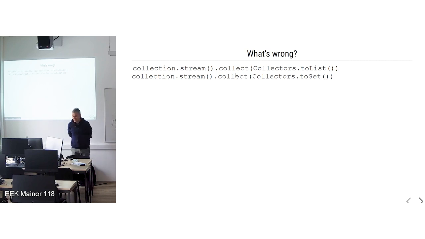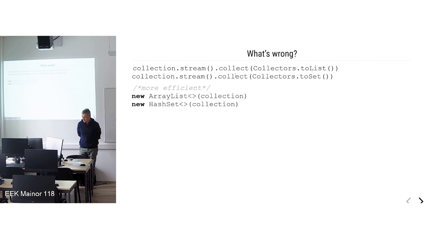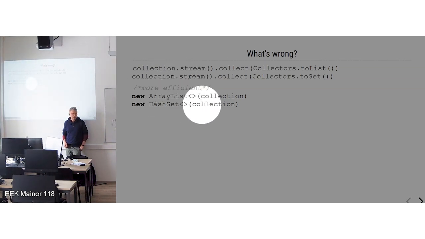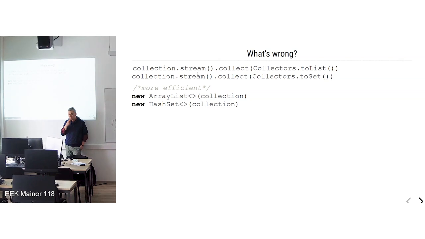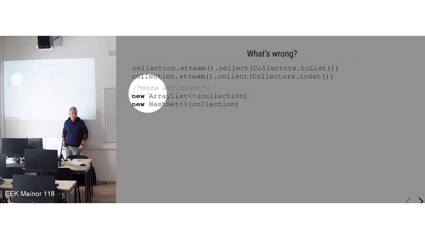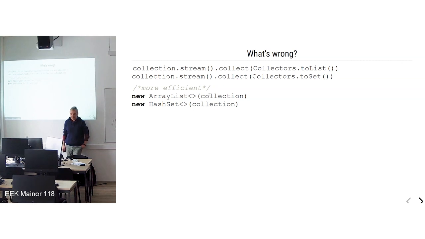Actually, we can put it in as a parameter of the constructor. This will yield us the same result, but it will be more efficient, because we don't create a stream here. We don't bother enumerating them one by one in a stream. Well, in the end, it will iterate inside this collection, but it will have less memory overhead, be more performant, and be more clear and concise.